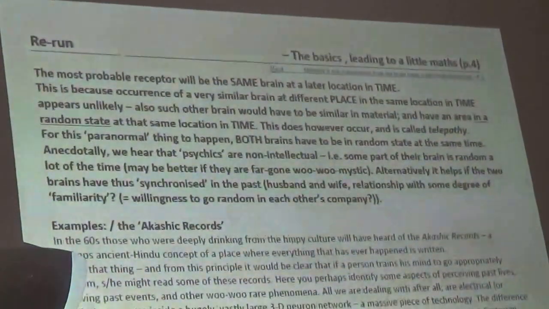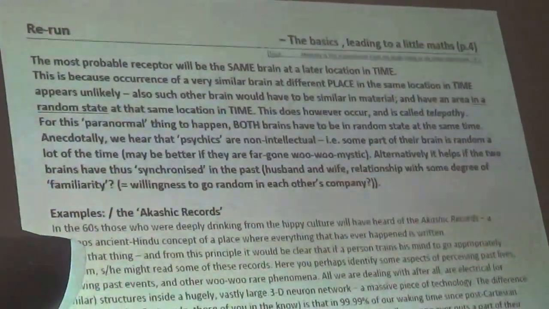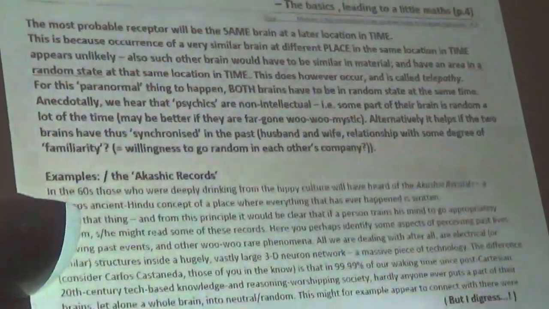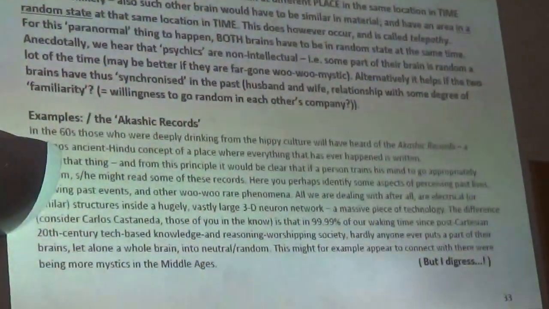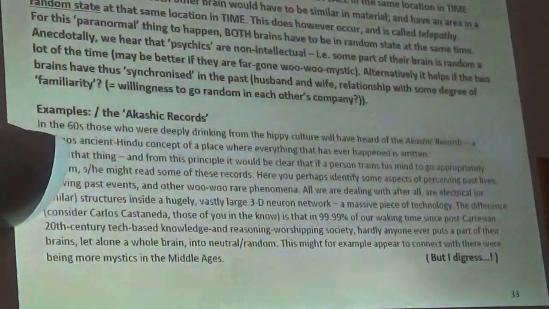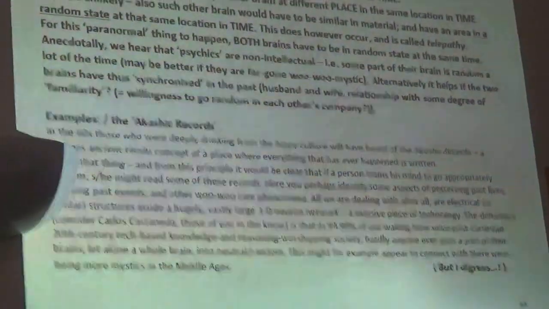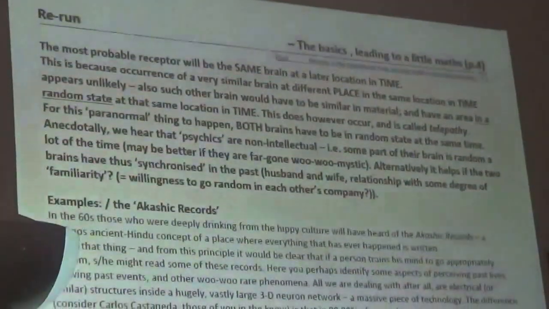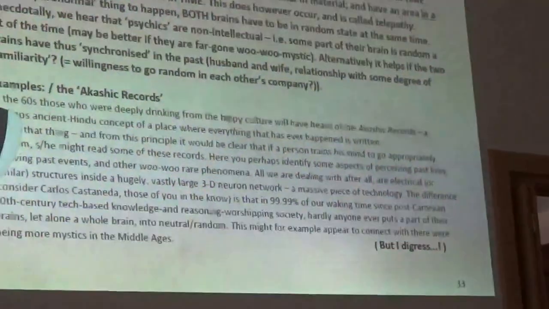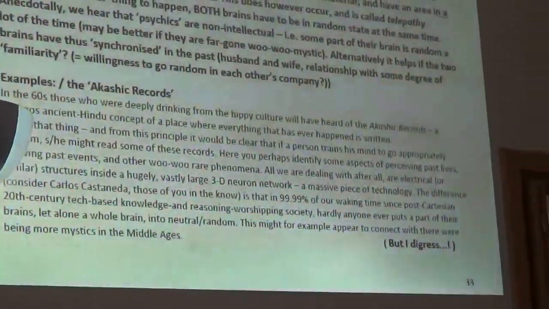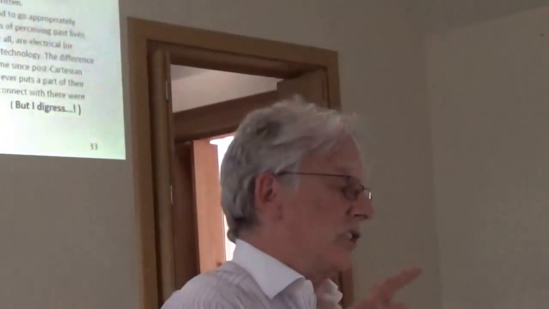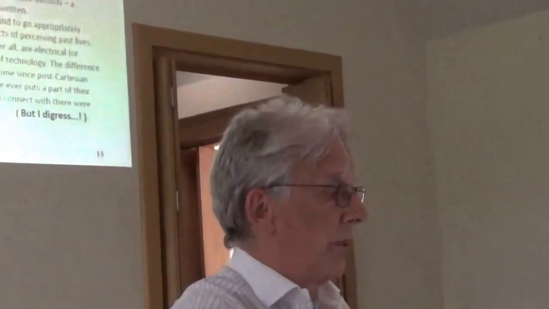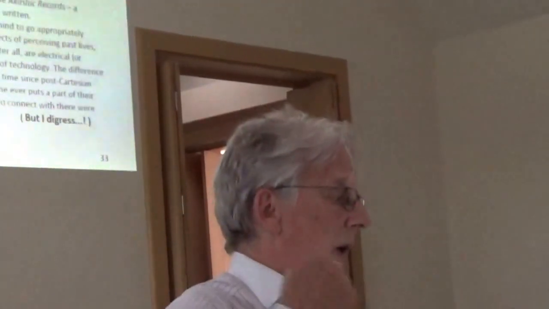So, when it's my memory, the most probable receptor will be the same brain at a later place in time. That's because the occurrence of a very similar brain at the same location in time seems unlikely. Also, such another brain would have to be similar in material and have an area in a random state at that location at that time. This does, however, occasionally occur and is called telepathy. But for this paranormal thing to happen, both brains have to be in a random state at the same time.